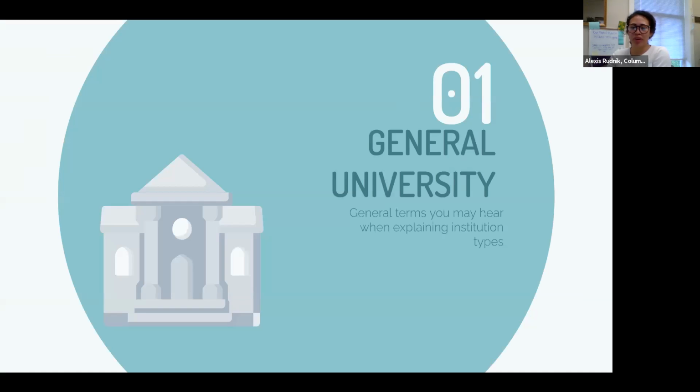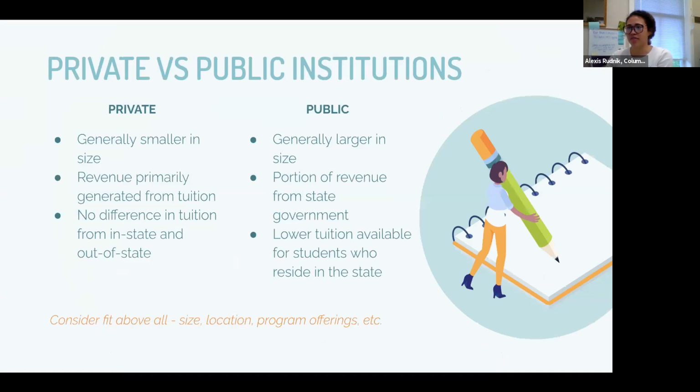Okay, so we're going to start with the first section, general university. These are a few terms that you're going to hear typically at the four-year college university level, rather than your two-year community colleges and your technical schools. Starting off with defining the difference between a private and public institution.